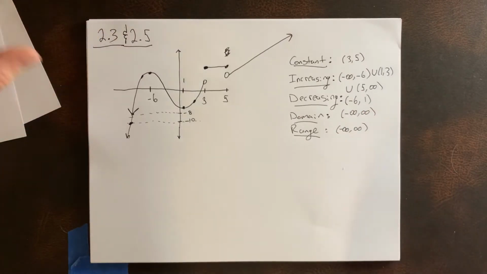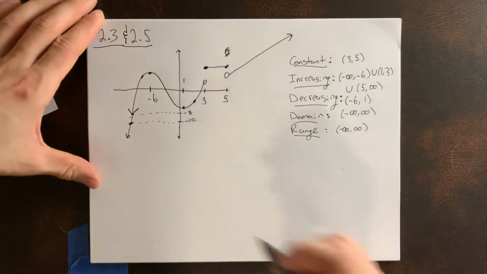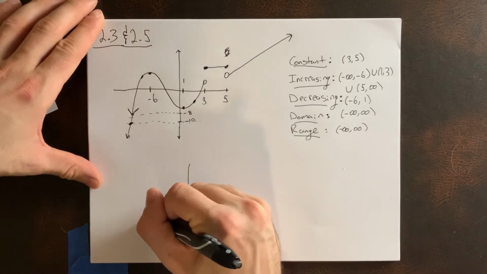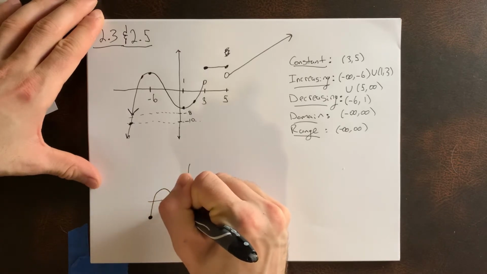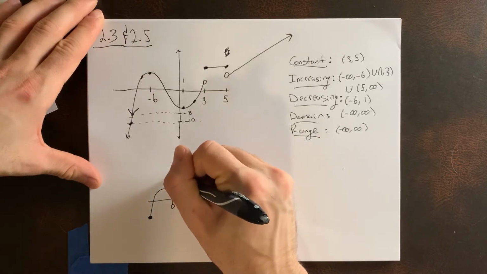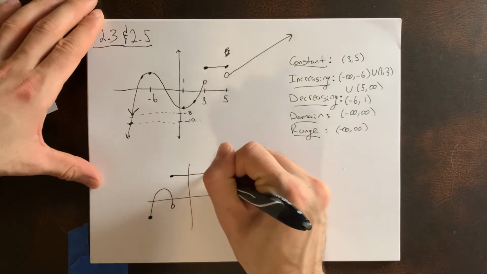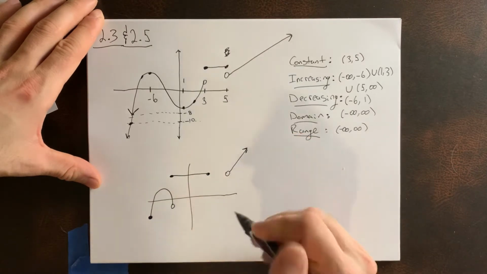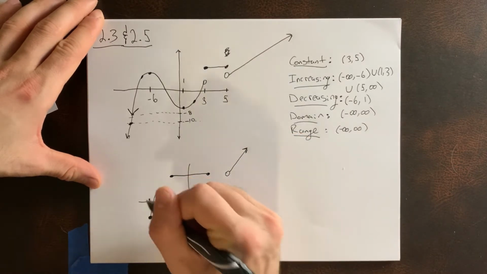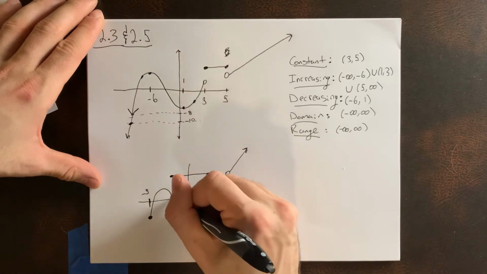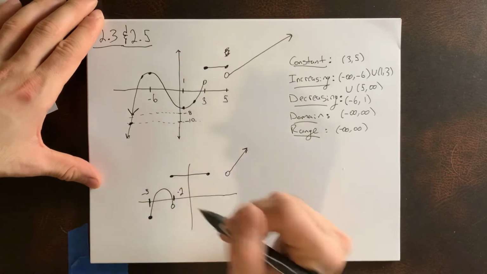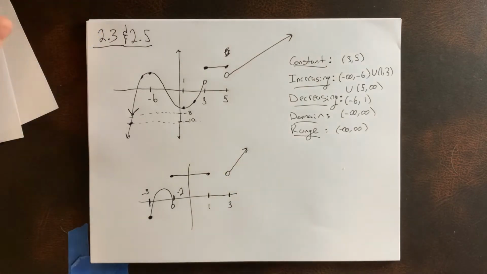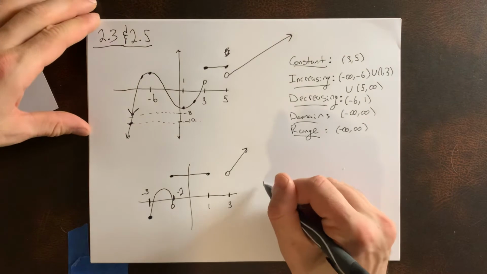So let's do a quick example that shows when the domain won't be this and when the range won't be that. So say we have something like this. Let's call this point minus 5. This could be minus 2. Here's 1, and then 3.